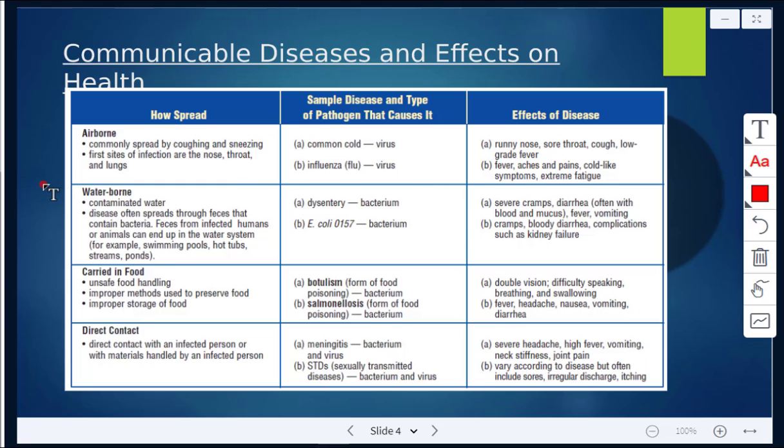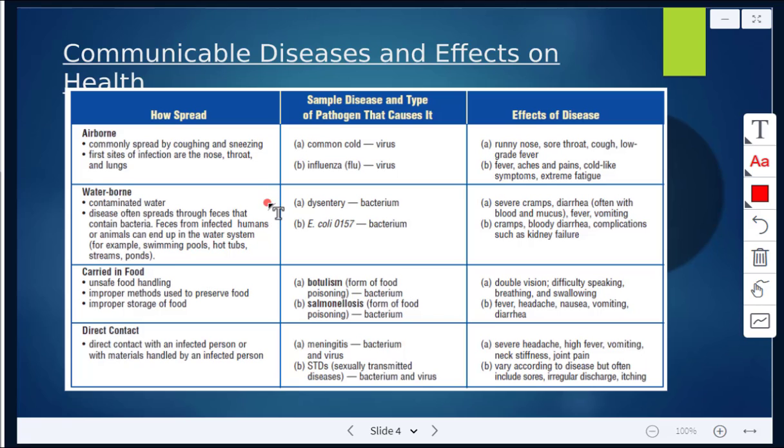A next method of how these communicable diseases can be spread is waterborne. So it's from contaminated water. So this disease will often spread through feces that contain bacteria. So feces from infected humans or animals can end up in the water system. So think about swimming pools and hot tubs, as well as streams and ponds.